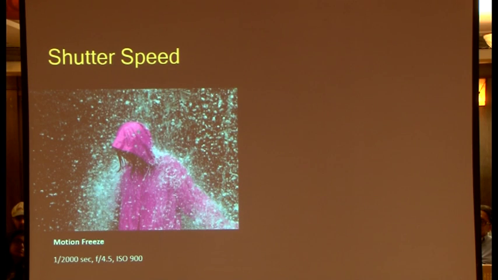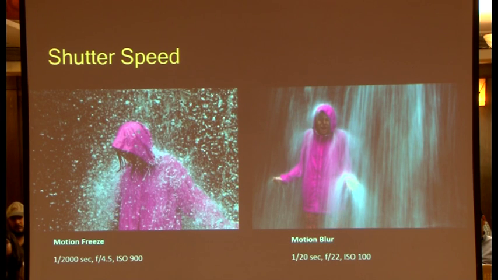Shutter speed, like in this case, 1/2000th of a second. The aperture was at 4.5, ISO 900. That was the setting for this. For the same exposure at a much slower shutter speed, you get a very different feel of the image.